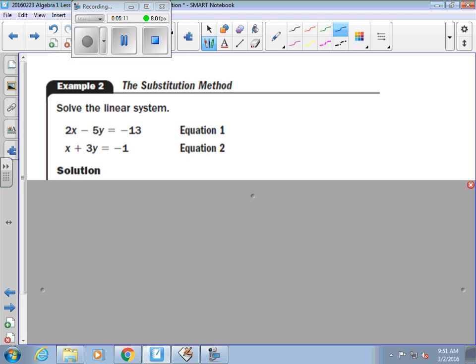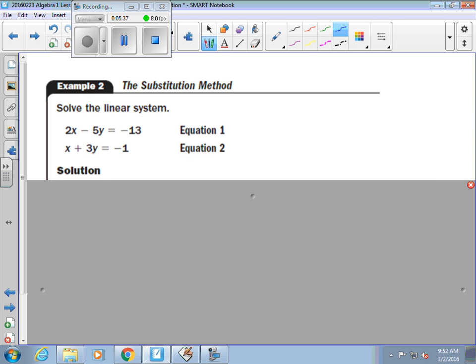Come back to that one in a second. Example number 2 says solve the linear system. Okay. So when we're solving this system, step 1, look into that box that we just copied a minute ago. Step 1 tells you to solve for one of the variables. Which variable would be easiest to isolate? Look for a coefficient of 1.